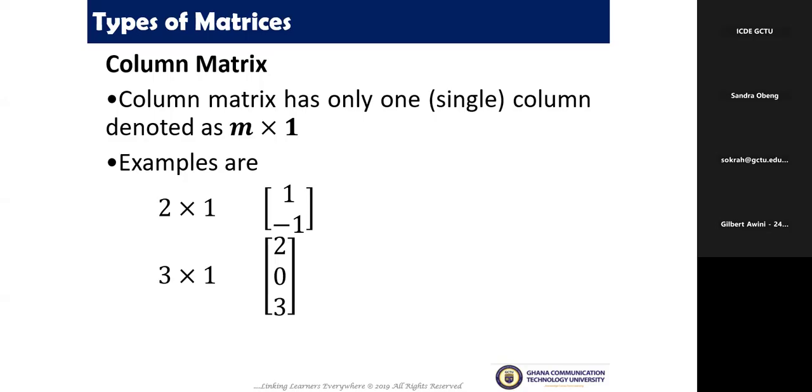So that is the type of matrix called a column matrix. It has only one single column. These are examples of that. You could see they all have only one column.